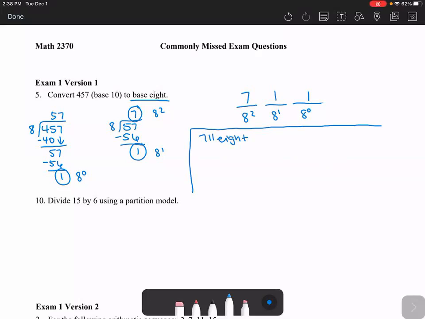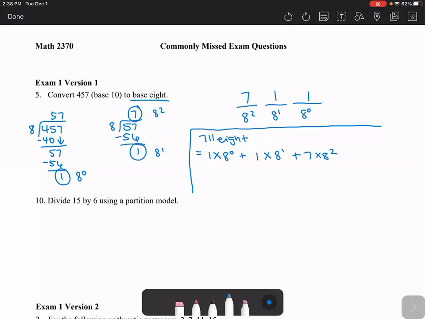So again, we're going to use our place values. This 711 base 8 has a 1 in the ones place, which is the 8 to the zero place, plus a 1 in the 8s place, which is 8 to the 1, and a 7 in the 8 squared place, right? Normally that would be our 10 squared, but in a different base, it's whatever the base is. 7 times 8 squared.